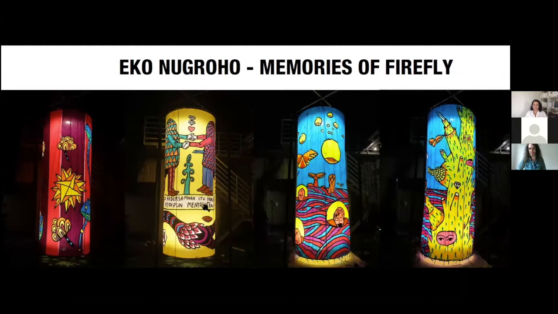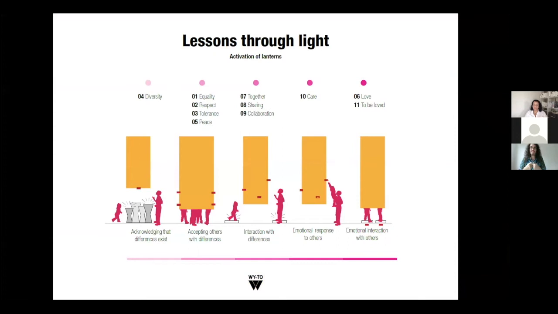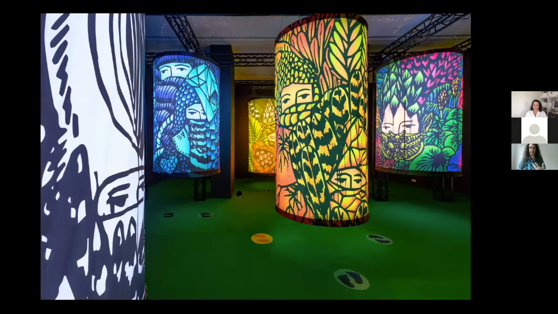To have more interaction. I know that nowadays it's a bit more difficult with COVID-19, but how can we trigger emotions, notions of diversity, togetherness, respect, caring for each other, love? So those interactive moments where kids could jump, go around the lantern, go inside together. By doing that, it was triggering some light, triggering some sound. So from the artwork of Eko, we could do something even more interactive.